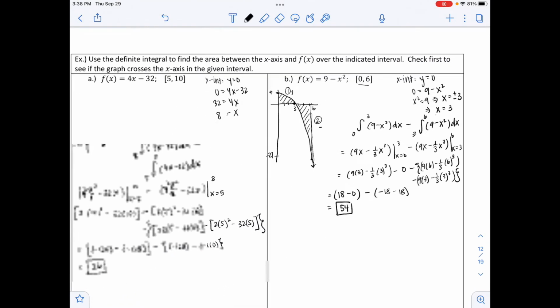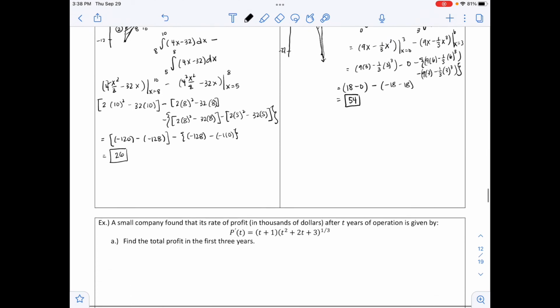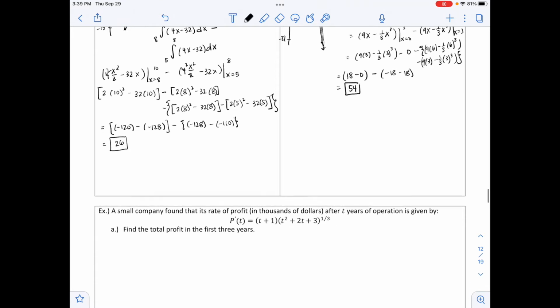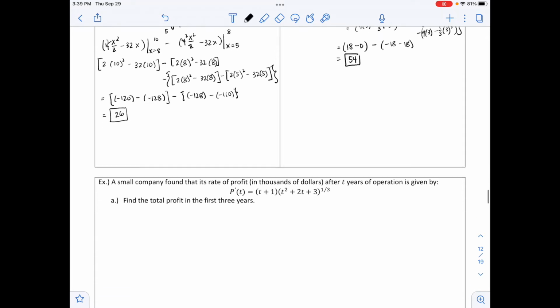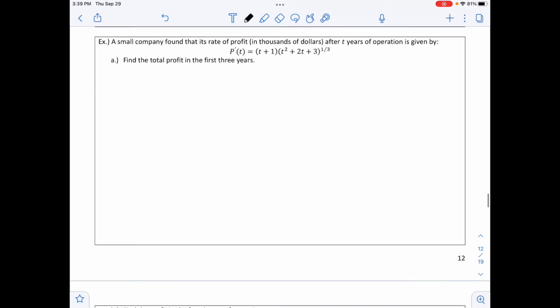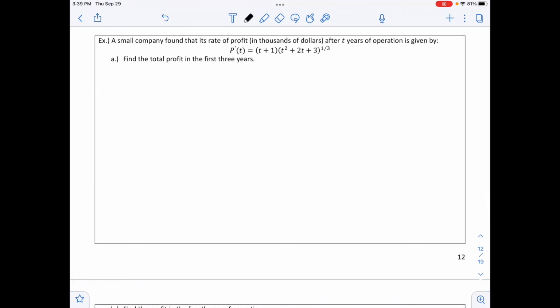The example right below says, a small company found that the rate of profit in thousands of dollars after 2 years of an operation is given by, and we're given a function there, p prime of t equals t plus 1 times t squared plus 2t plus 3 raised to the 1/3 power. Find the total profit in the first 3 years.